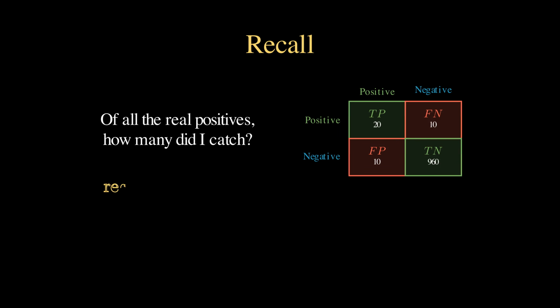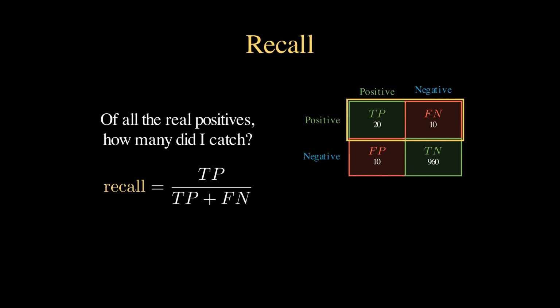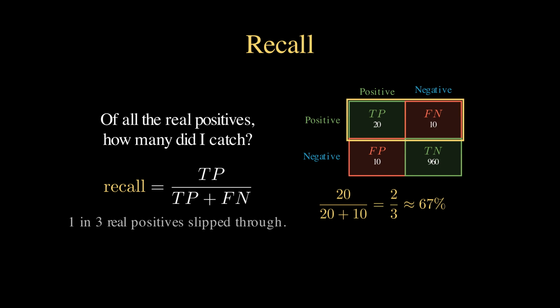The complementary question is, of all the real spam out there, how many did we actually catch? That's recall. True positives divided by true positives plus false negatives. Now it's the actual positive row we look at. There were 30 real spam emails. We caught 20, missed 10, so recall is also 2/3. 1 in 3 real spam emails slipped through. Recall is the one you care about when missing a positive is what hurts, like a cancer test or a fraud detector or a search engine that has to surface the rare relevant result.